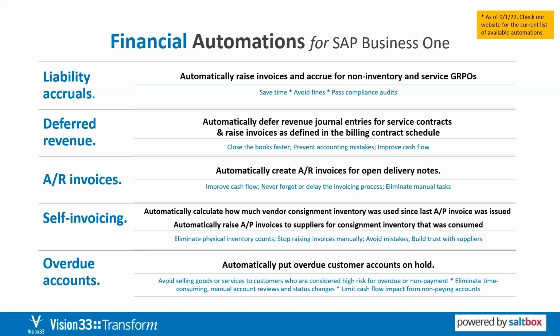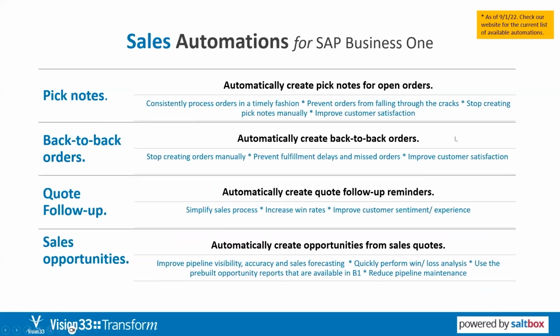So those are 5 examples of automations that are available. These are already created, and simply have to be installed and slightly configured for your system today. Sales automations for SAP Business One.